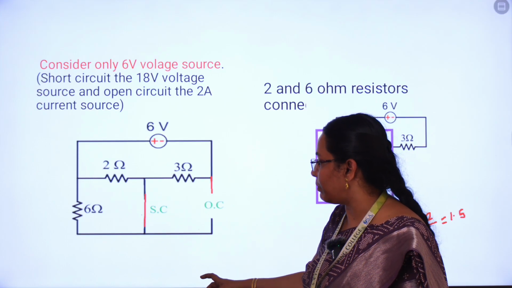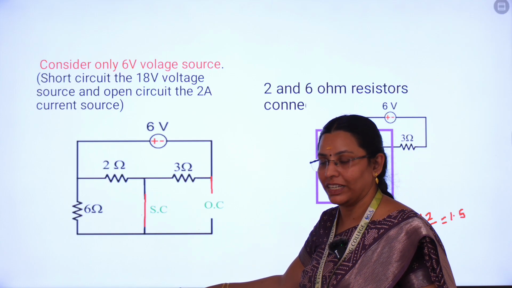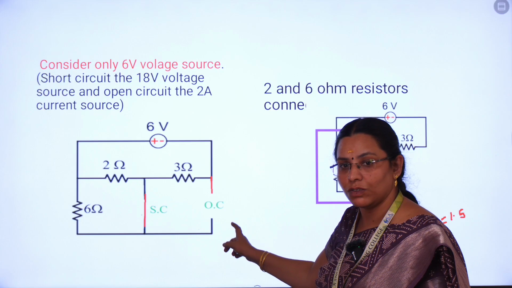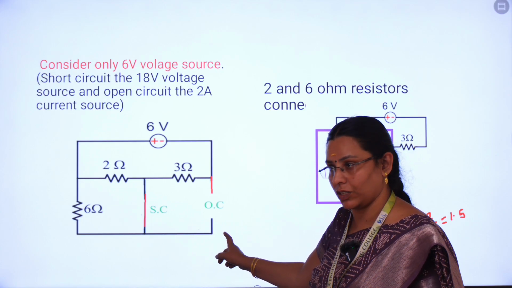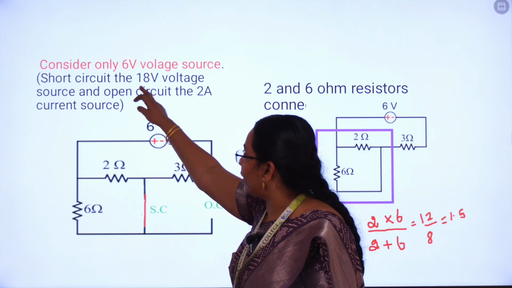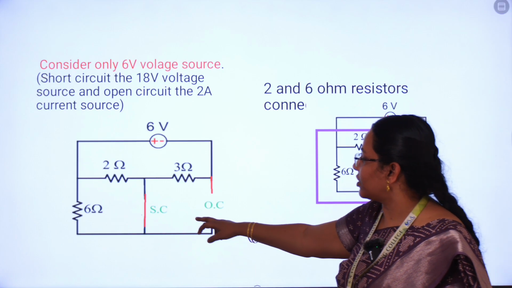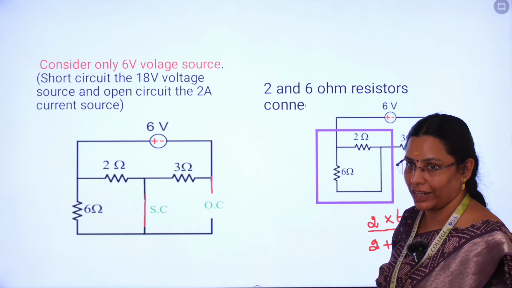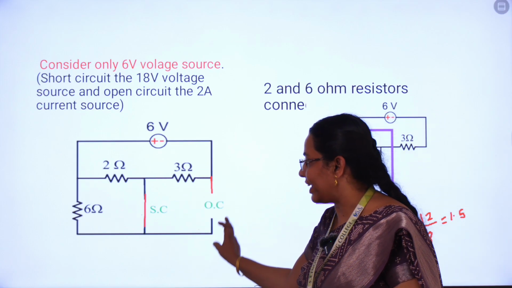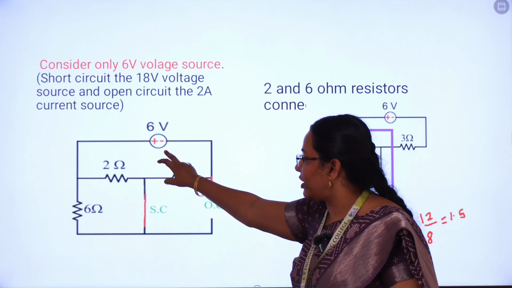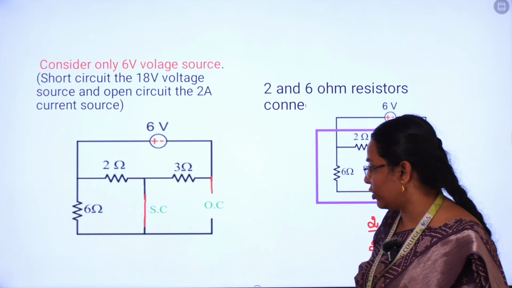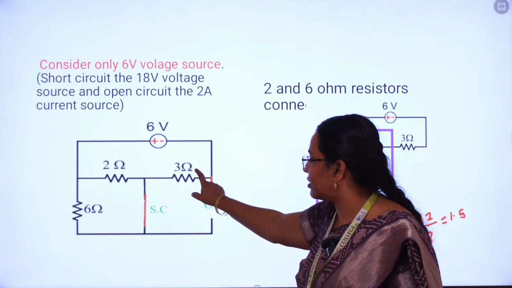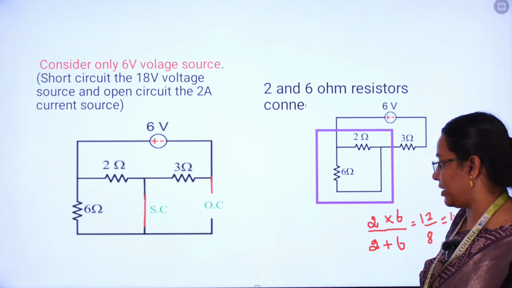The first step: if there is any voltage source, it should be short circuited. If there is any current source, it is open circuited. So consider only the 6 volt voltage source, short circuit the 18 volt source, open circuit the 2 amp current source, and redraw the diagram. Keep only the 6 volt voltage source. Now we are going to calculate the voltage across this 3 ohm resistor.